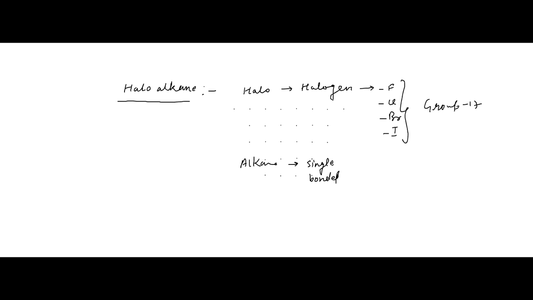We will discuss generally in this chapter single bonded hydrocarbon, not all types of hydrocarbon like double bonded or triple bonded, no. Single bonded hydrocarbon only, which is also called saturated hydrocarbon, having the general formula CnH2n+2. The n value can be 1, 2, 3, 4, 5. So alkane means it can be CH4, C2H6, C3H8, or C4H10.